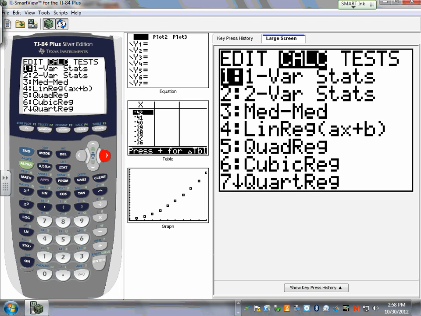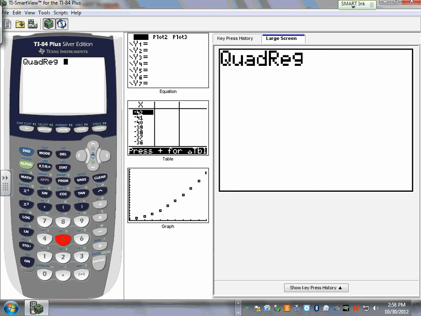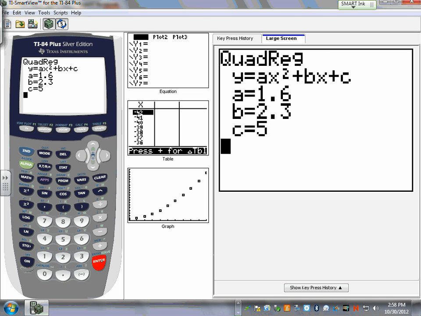And look at these different options that you have. There's a whole bunch of stuff. But number 4 is a linear regression. If you ever graph some stuff and it looks like a linear equation, you can hit that and it'll give you the linear equation for it. This looks like a quadratic, so we're going to hit number 5. And if we hit enter, using the data that we put in, it gives you the a, the b, and the c for ax squared plus bx plus c.